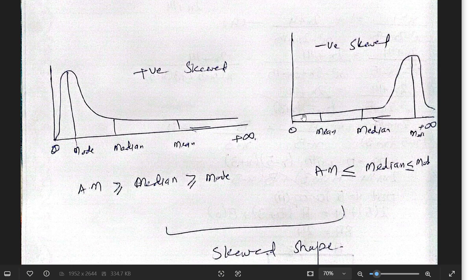Similarly, we have so many other examples of negative skewness. We can see in our surroundings that there are special people whose body grows but mind doesn't grow. They look like adults, but they talk like kids. So they are special people. We call them special people. So they are negatively skewed in that case.